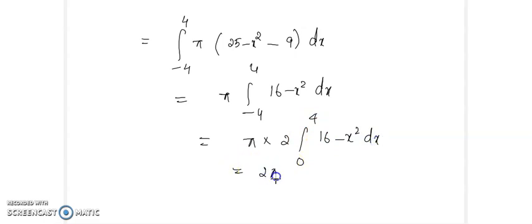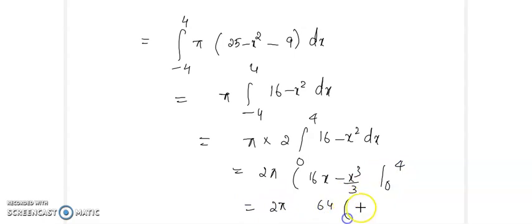So that is 2 pi 16x minus x cube by 3 from 0 to 4. So that is 2 pi, we will get 64 into 1 minus 1 by 3. So that is 2 pi into 64 into 2 by 3. So you'll be getting 256 by 3 pi. So that is the required volume.